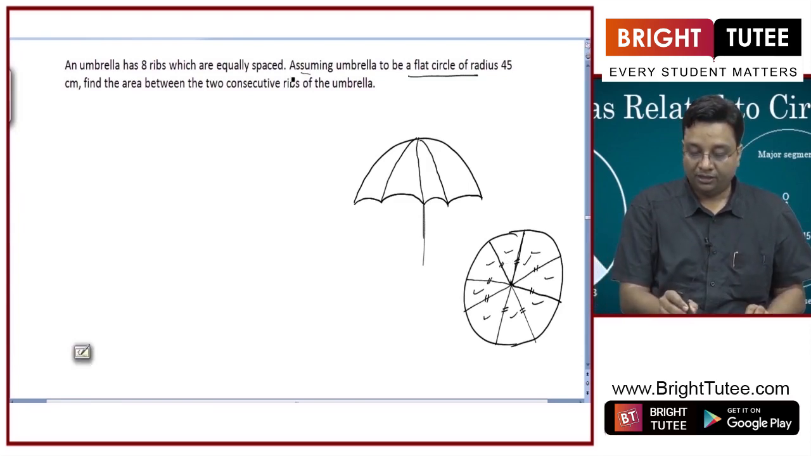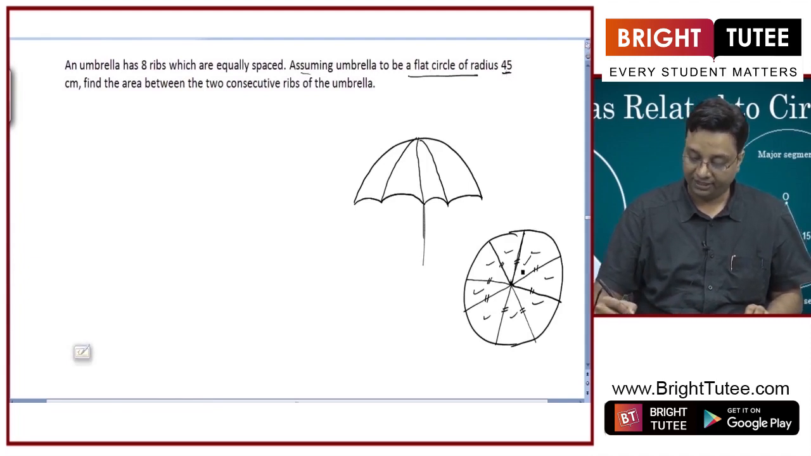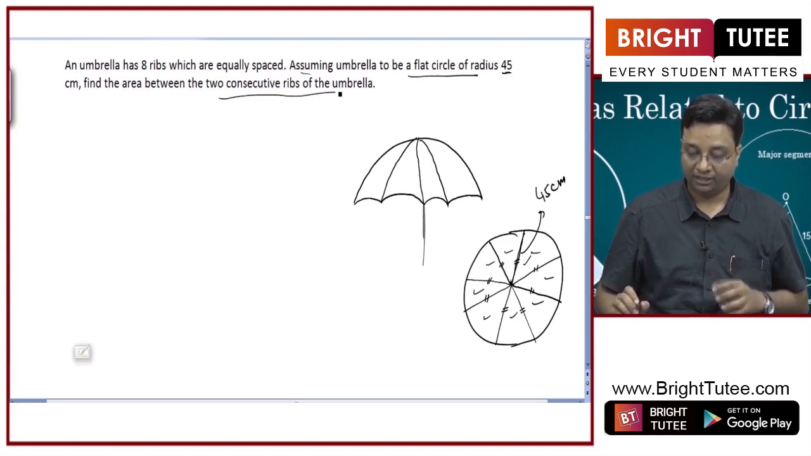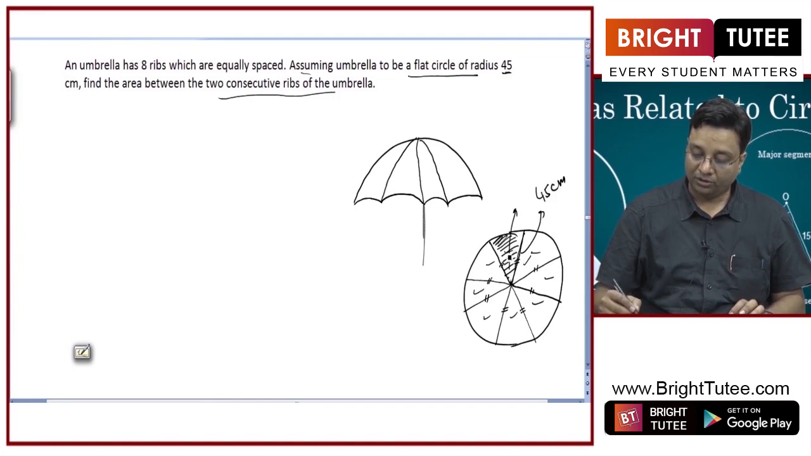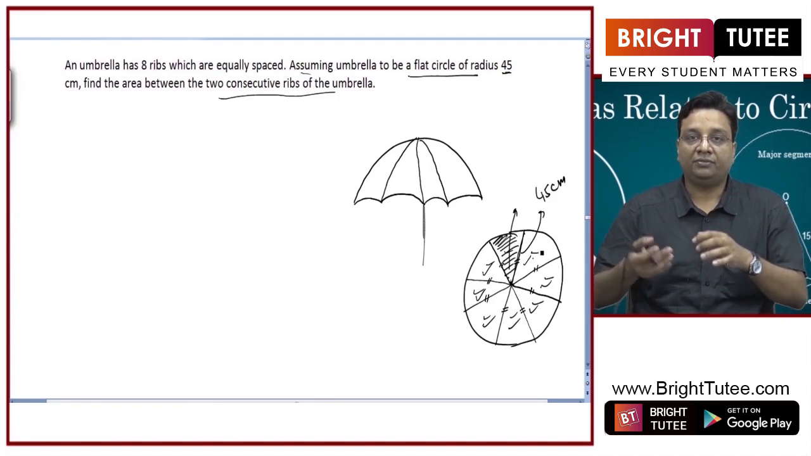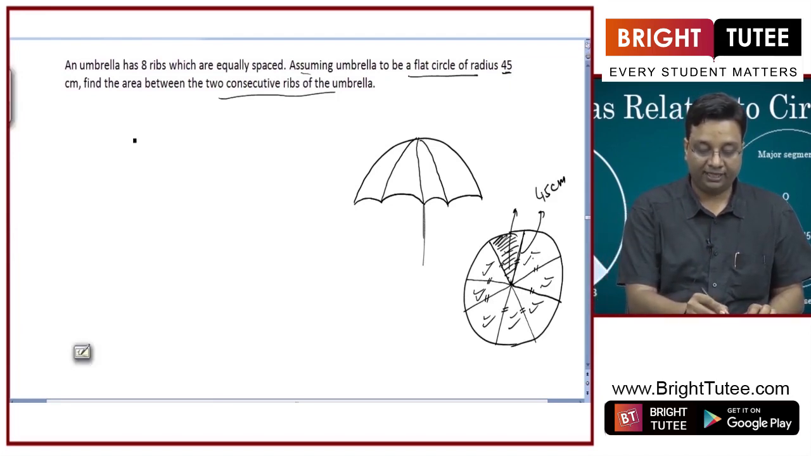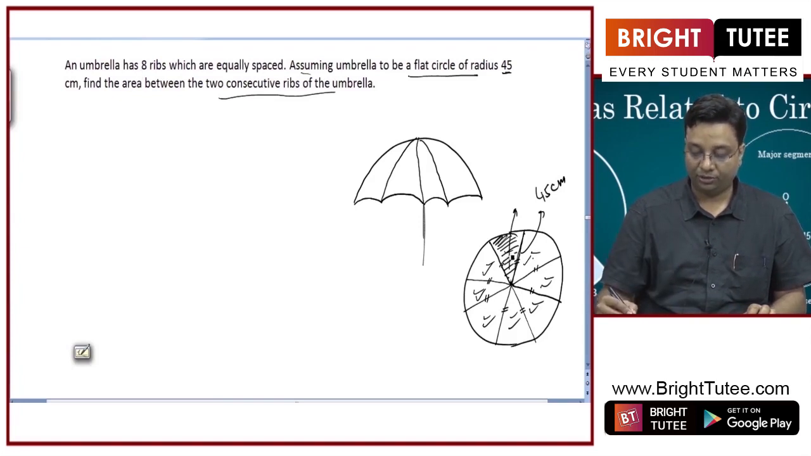So assuming the umbrella to be a flat circle of radius 45 centimeter, so this radius is 45 centimeter. Find the area between 2 consecutive ribs of the umbrella. So this is the area that we have to calculate. This is again just to visualize that we are calculating this much area, although all these areas are the same. So we are just calculating 1/8 of the area of this entire circle, because there are 8 such sectors that I have shown you.